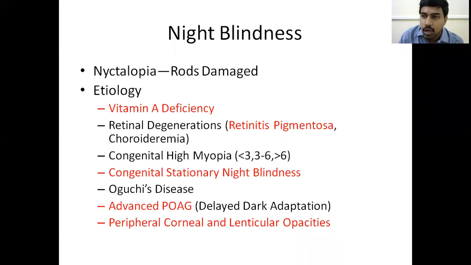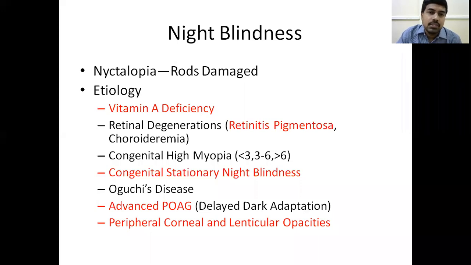So these were the main topics. All the other things are small topics, like night blindness. Night blindness is also known as nyctalopia. Nyctalopia is a scientific term. Night blindness is a common layman's term. In this, the rods are damaged. You have two types of photoreceptors, rods and cones. Rods help in dim vision and cones help in color vision and bright light vision. So when the rods are damaged, you get nyctalopia.